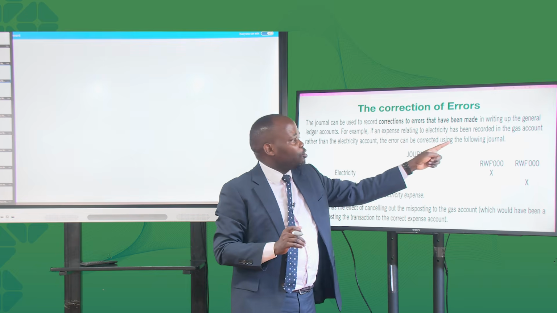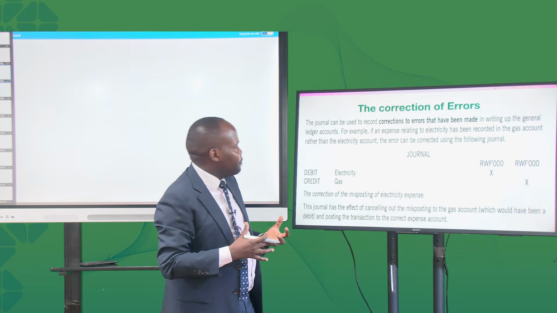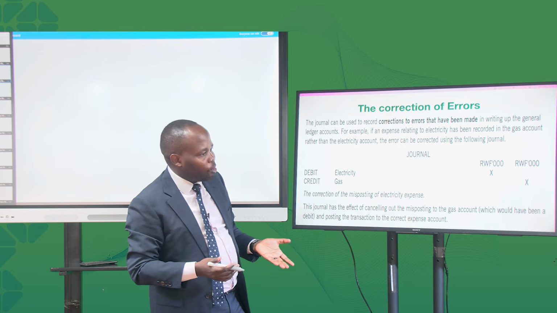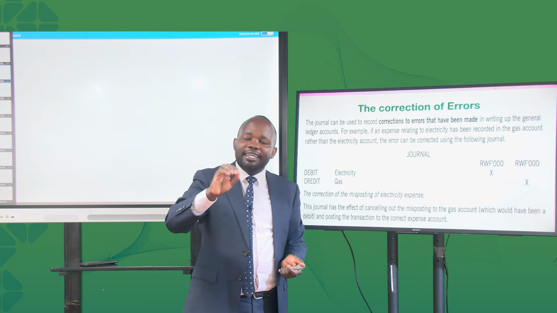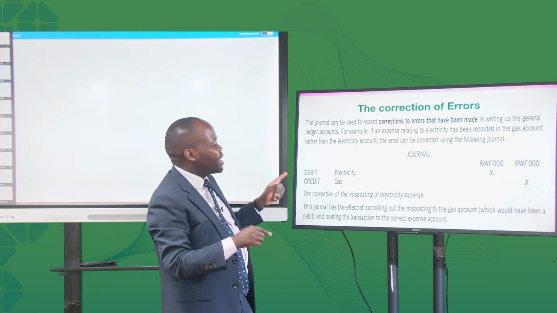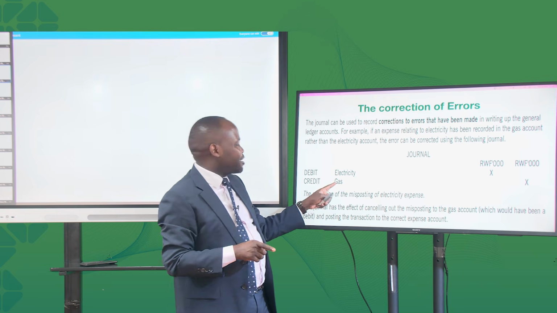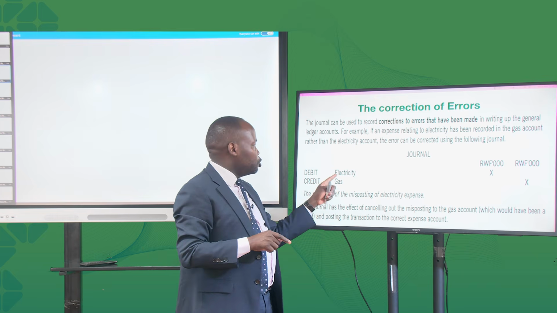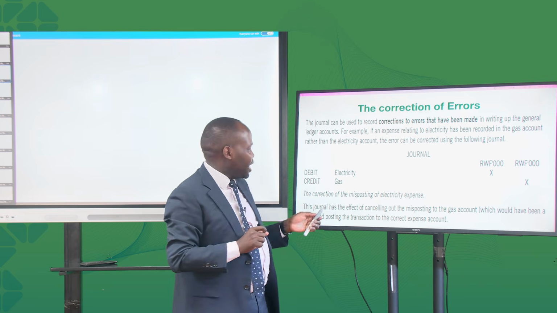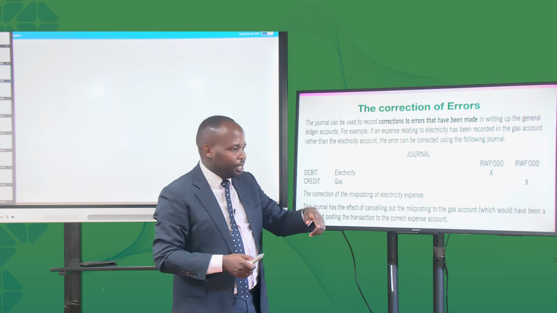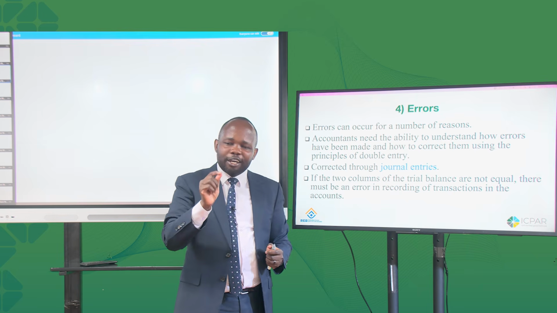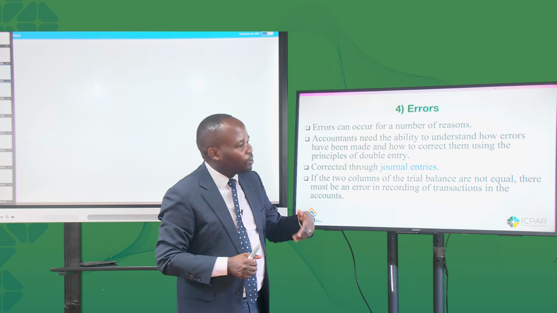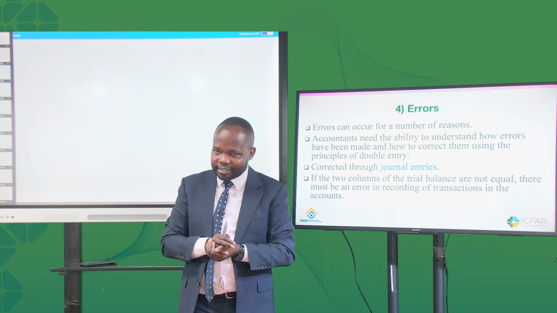The error can be corrected. Remember, if it was electricity, we were supposed to be debiting electricity, but we debited gas. So you will remove the gas which was debited by crediting the gas, and then you post the correct entry. And then the narration must also be given. We have said journals are used to correct errors. So let's look at types of errors.